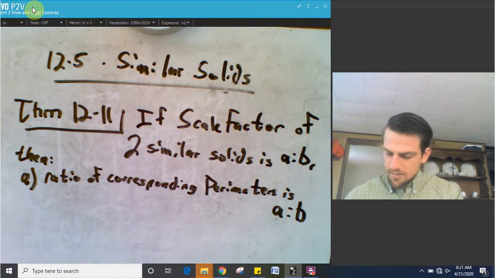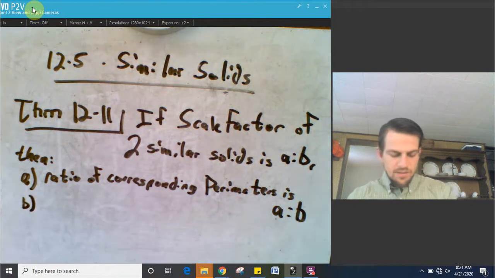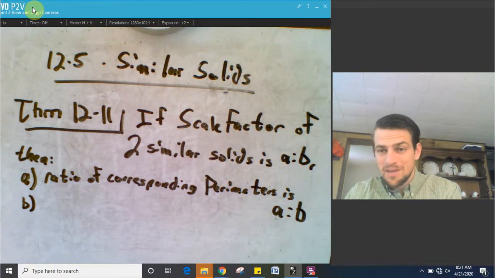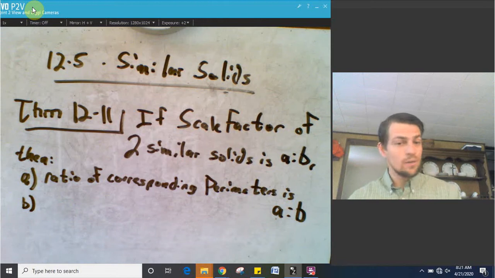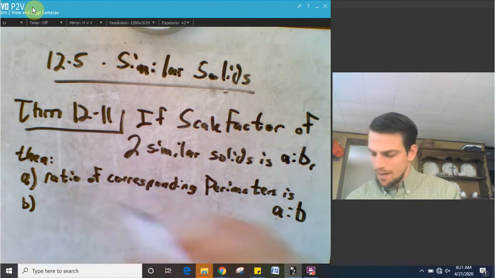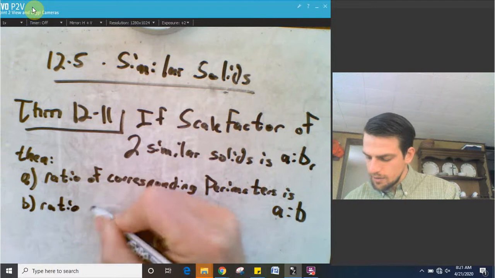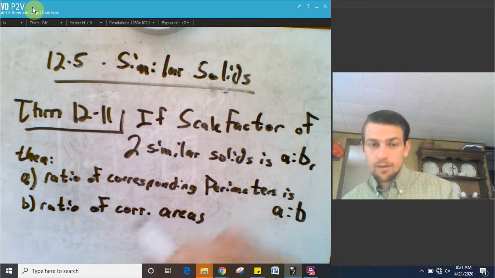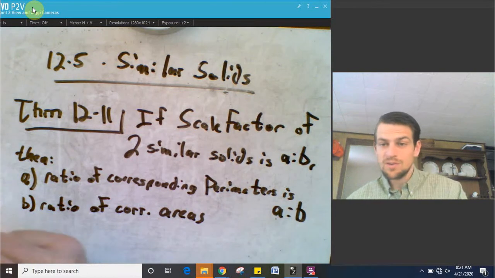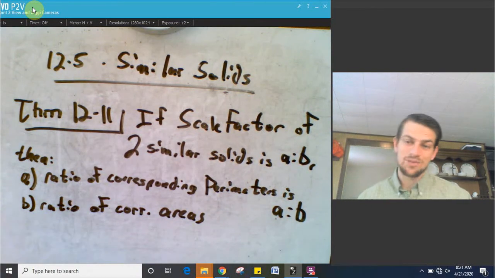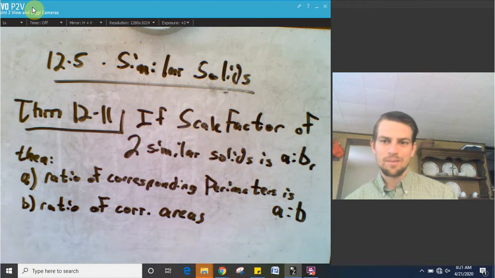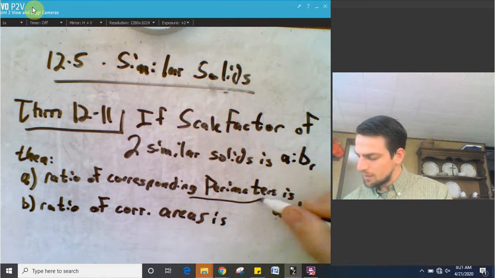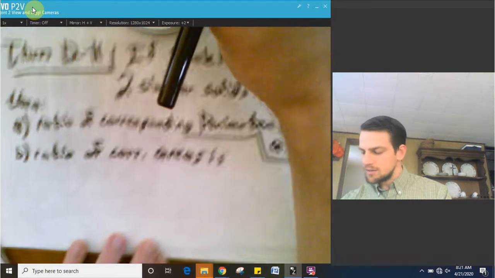Part B, the second part of this theorem, talks about the ratio of their base areas, the lateral areas, and their total areas. And I'm just going to abbreviate that by saying any area. So any corresponding piece of area is going to have a certain ratio as well. So the ratio of, I'm just going to say corresponding areas, and that could be lateral area or a base area or total area or even just some random side that you want to look at. So this is going to be a more broad definition than what the book gives. So the ratio of the corresponding areas is, and see if you can guess what it's going to be. Put a line here to divide that. It's going to be a squared to b squared.